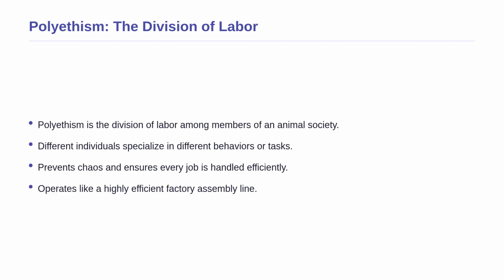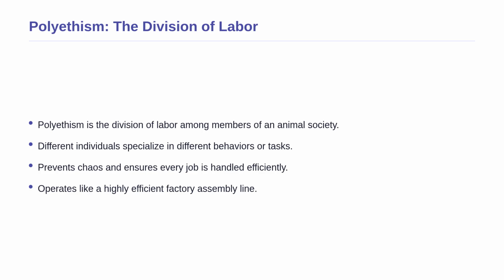Now that we understand how a colony creates different types of bees, how do they decide who does what job? This introduces our second major concept, polyethism. Polyethism is defined as the division of labor among members of an animal society, where different individuals specialize in different behaviors or tasks.